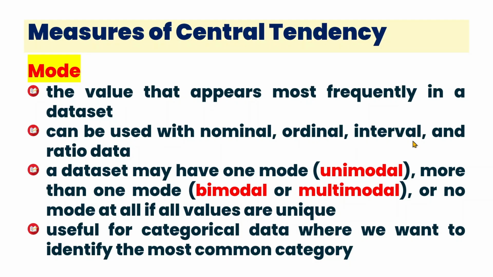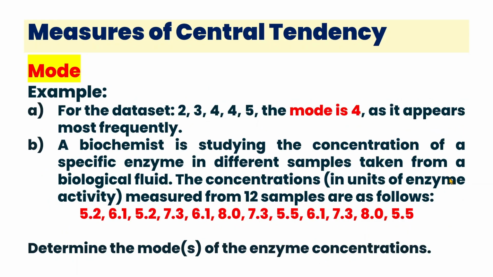A dataset may have one mode, we call that unimodal. Or more than one mode, we call that bimodal. Or more than two, we call that multimodal. Or no mode at all if all values are unique. This is useful for categorical data where we want to identify the most common category. So how do we know the mode? Well, it's easy. You just have to identify the number that appears most frequently. So, for example, for the dataset 2, 3, 4, 4, 5, the mode is 4 because it appears twice and it appears most frequently among all the numbers.